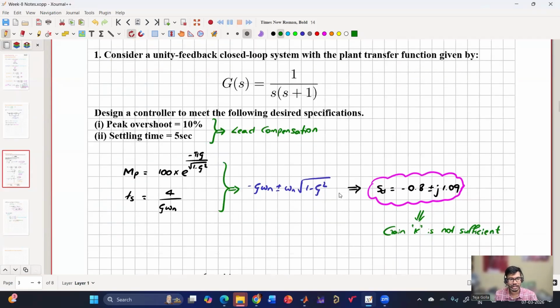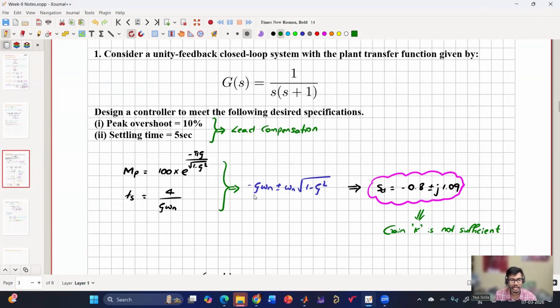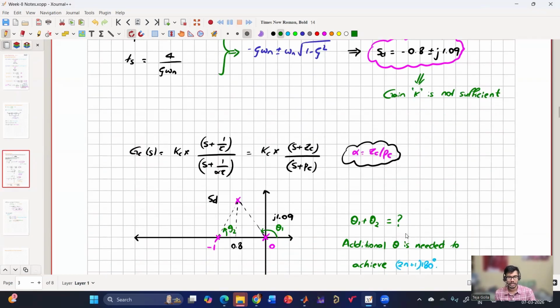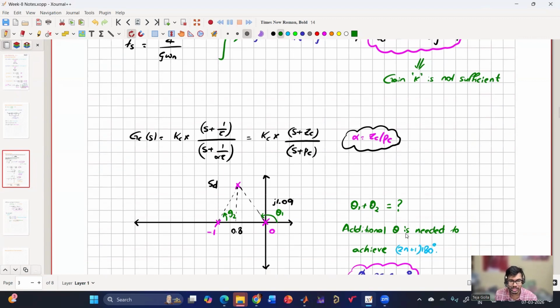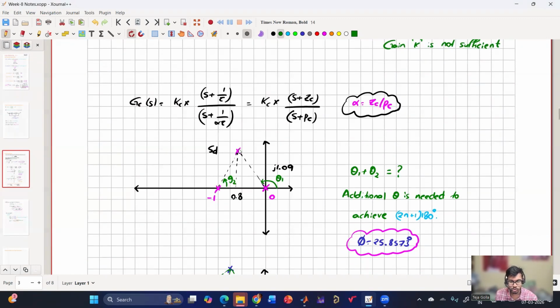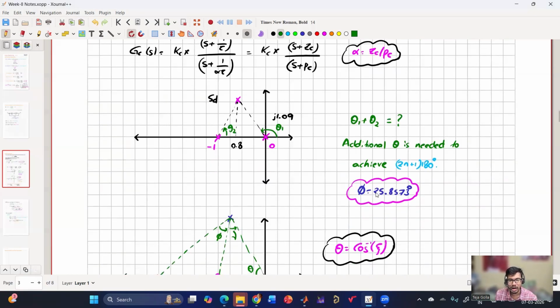So first, from the given peak overshoot as well as settling time, I have calculated my roots as well as the location, and then I have seen whether a simple gain, or the root locus plot, will flow through this desired pole or not. But I have seen that it is not passing, which means gain K is not sufficient, and I have to design the compensator. For calculating the compensator, first we have to see, if the root locus is flowing through this, how much angle does the original plant correspond to? How much is the phase? Once we know that phase, then we have to see how much it is lacking.